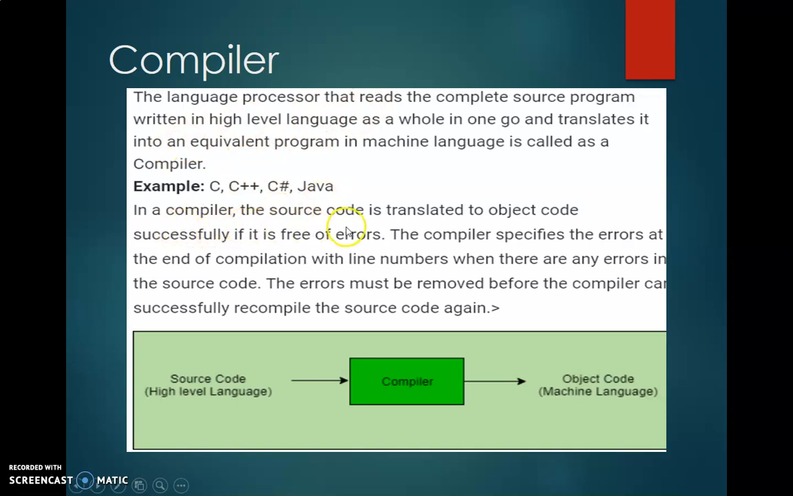In a compiler, the source code is translated to object code successfully if it is free of errors. The compiler specifies the errors at the end of compilation with the line numbers when there are any errors in the source code. The errors must be removed before the compiler can successfully recompile the source code again. Okay, so source code in a higher level language will compile and convert into machine language. So what is the method of compiling? It will compile the program, go through the program and show all the errors at once with the line numbers.